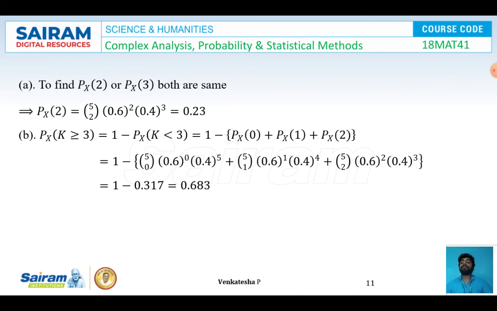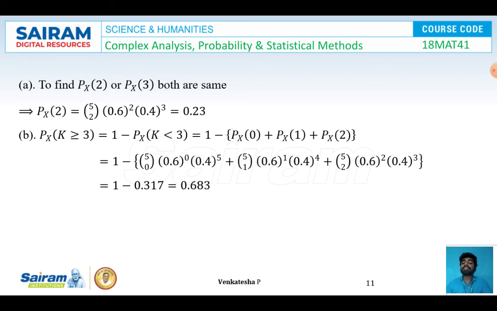Okay, now I am going to find the first condition, to find P(X=2) or P(X=3). Both will be the same only. So I am going to find P(X=2) here. P(X=2) is nothing but replacing k equal to 2 in the previous expression. So I got 5C2 (0.6)^2 (0.4)^3. It will be equal to 0.23 after simplification.